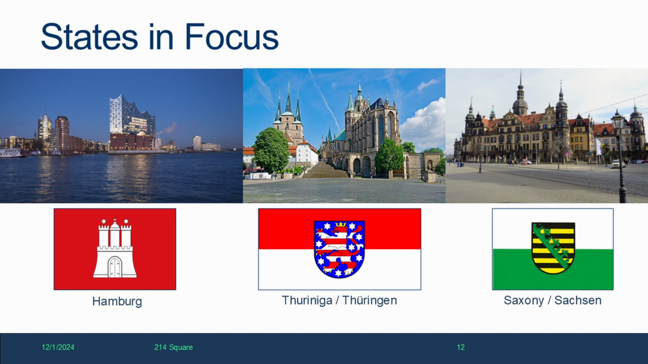Then we have Thuringia, and this is also interesting because it is one of the few states where the AfD won high. And same with Saxony. And by the way, these are also states where the BSW, the Bündnis Wagenknecht, performed well. We will, of course, have a close look at these states, and we will start today.